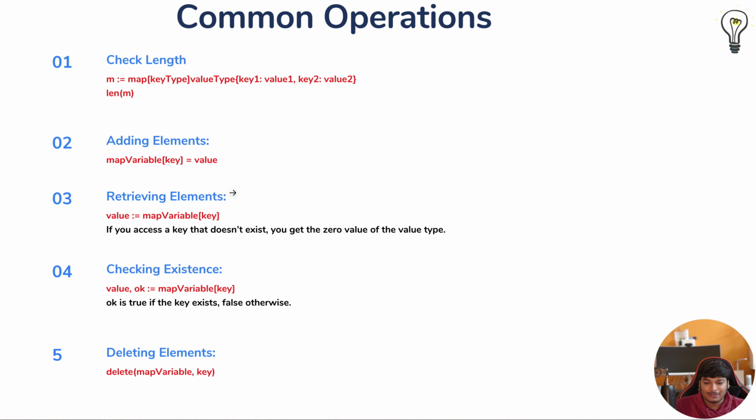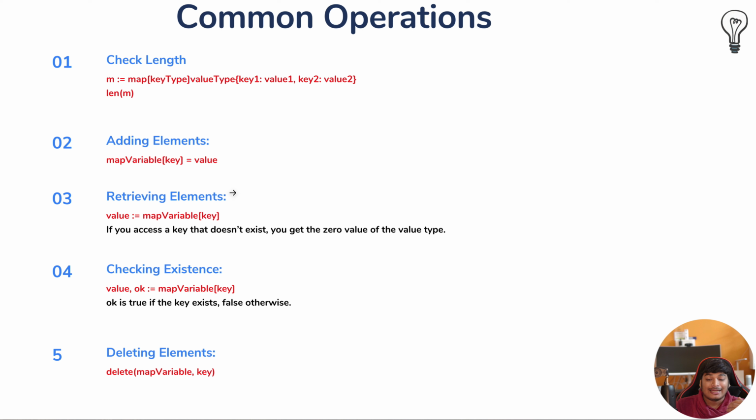Then retrieving an element. For retrieving an element, say value, the variable name, short declaration equals, then the map variable, then in opening and closing square brackets just mention the key name, and whatever value there is against that key name will be put in the value field. Then check the existence. You can check the existence by having value, comma, ok, then colon equals, then the map variable and key. If the value exists, then ok will be true. If the value doesn't exist, the ok variable becomes false.